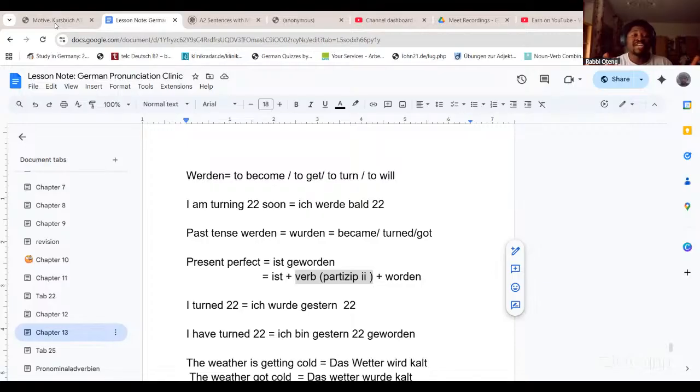With the modal verb in the past tense, you only change the modal verb, using the past tense of the modal verb, with the rest being the same thing. So it's not complicated.